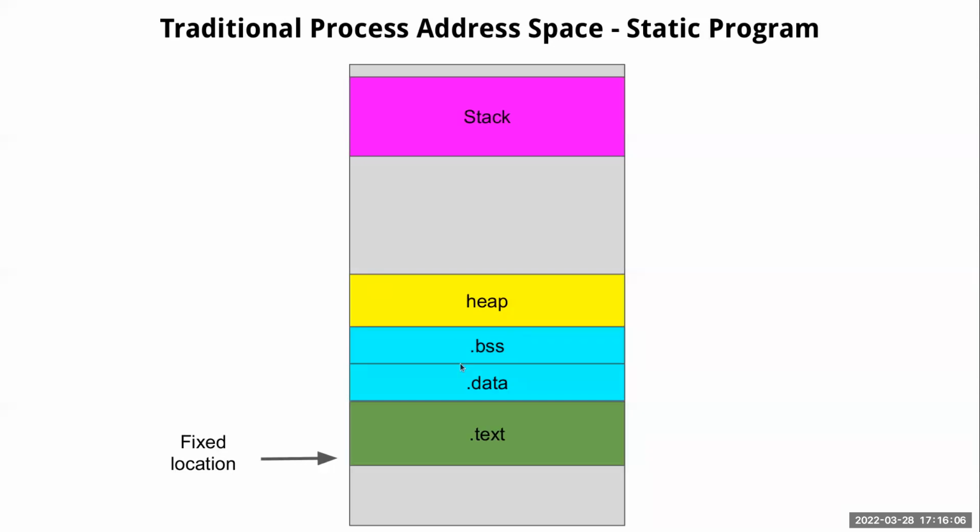However, actually the BSS doesn't need to be copied from the executable to the memory, because BSS is for uninitialized data. So it doesn't really have an initialized value, and its value doesn't really matter. What the loader or the kernel needs to do is to reserve space for that and initialize it to 0. Actually in C, the standard is to initialize the BSS section to 0.